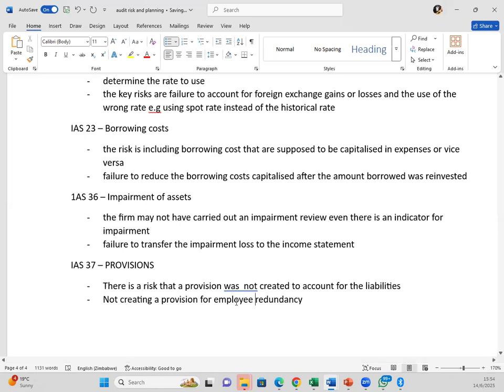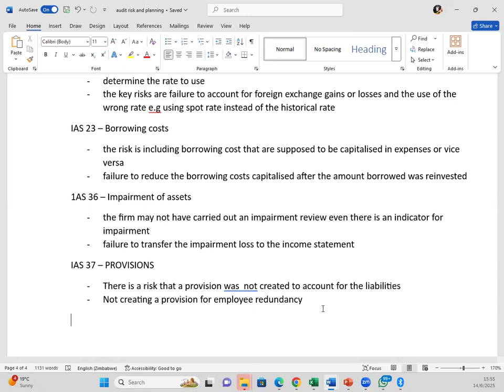That is to be connected to the case. For you to say so, the question should have mentioned that the company is planning to make certain employees redundant. Maybe they are planning to introduce a machine, which can result in some employees being made redundant. So you then say there's a risk that the plan has been made to replace the employees, but a provision for redundancy has not been created, resulting in understatement of the provisions.